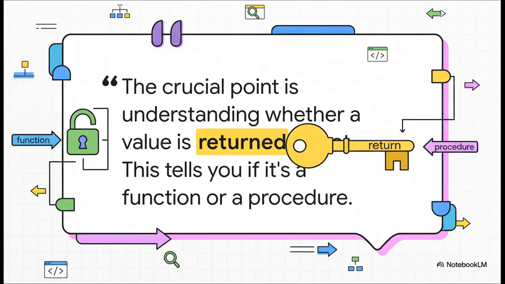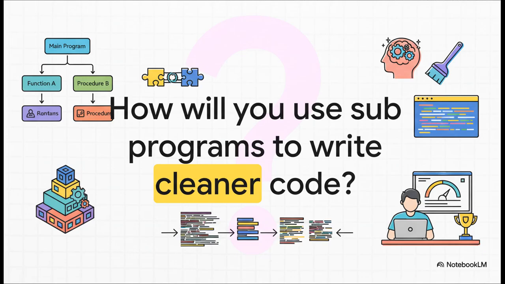Seriously, if you only take one thing away from this explainer, let it be this. The return keyword is the ultimate clue. Whether it's there or not tells you if you're looking at a function or a procedure. And that right there is the key to unlocking the entire question. And that's a wrap on our explainer.